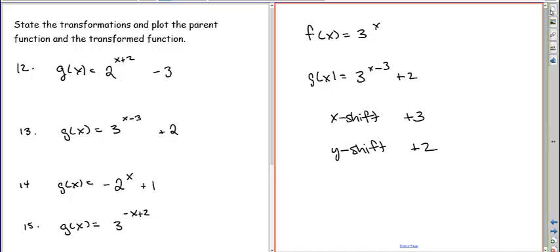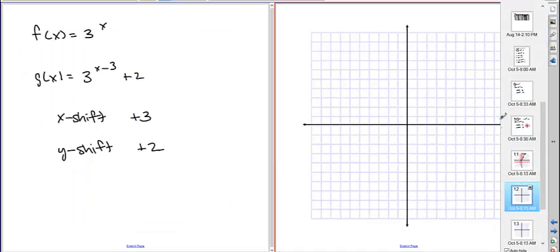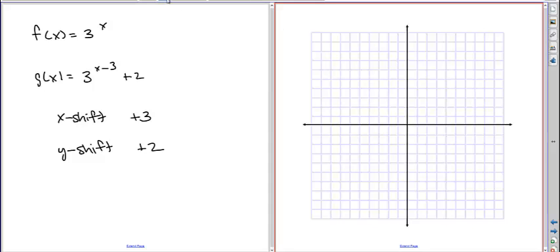Okay, so now we need a piece of graph paper. Let's plot the parent function. The parent function is 3 to the x, so we have 3 to the 0 power, which is 1. We have 3 to the first power, which is 3. 3 to the second power, which is 9. And then we have 1 over 3, which is 1/3. Then we have 1/9. So it quickly approaches the x-axis.